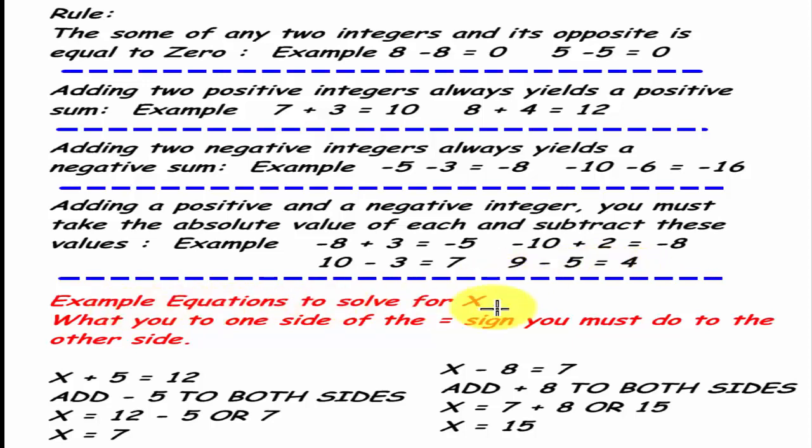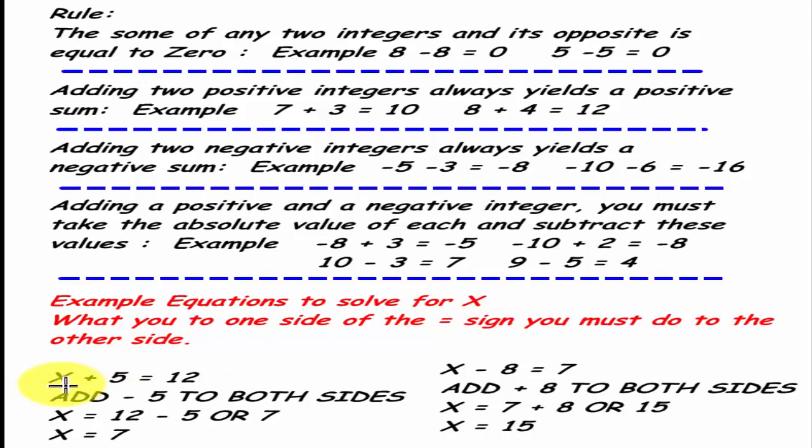Now, let's look at a couple of examples for solving for x, and this will hopefully help us out. What you do to one side of the equal sign, you must do to the other side.